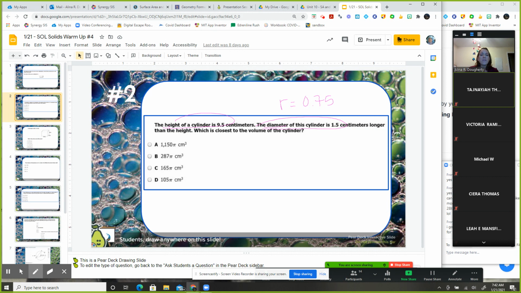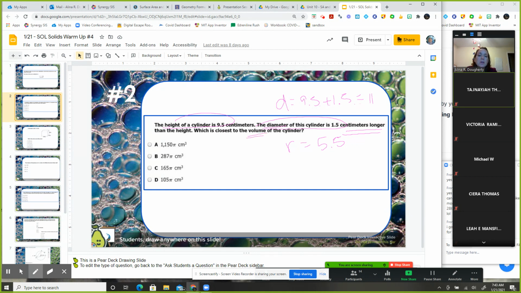So if the diameter is 1.5, then the radius is 0.75. Oh, wait a minute. Centimeters longer than the height. So plus 9.5. Oh no, I can't even do that, can I? This is what I get for not reading the whole thing. So the diameter of the cylinder, D equals 9.5 plus 1.5. So the diameter equals 11. If the diameter equals 11, then the radius equals 5.5. So we got to read and translate. That's why you spend all that time in algebra translating stuff.